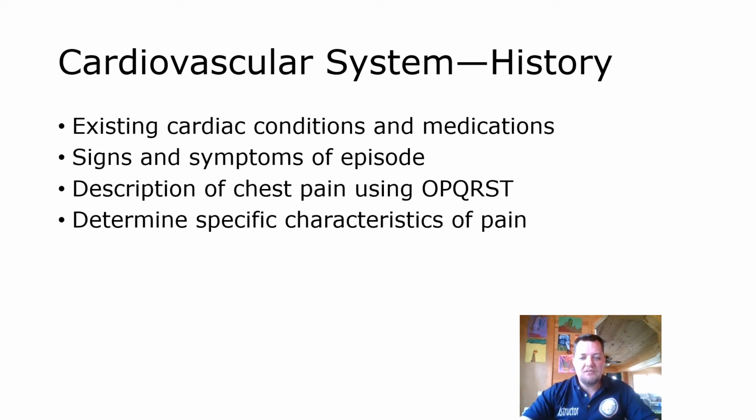Determine specific characteristics of pain. When we get into the cardiovascular chapter, we'll look at signs and symptoms of chest pain and various other things that go into the cardiovascular system. So we're not going to get too in depth in it, but specific characteristics of pain would be like a sharp stabbing pain, dull pressure. I've heard patients describe it as somebody sitting on their chest or an elephant sitting on their chest.